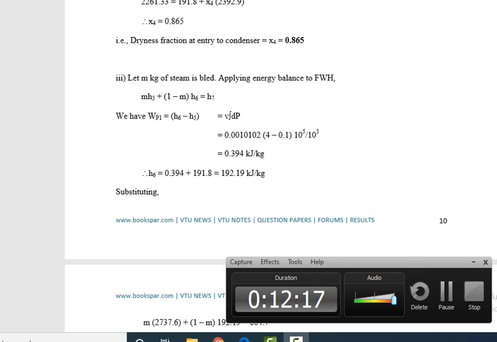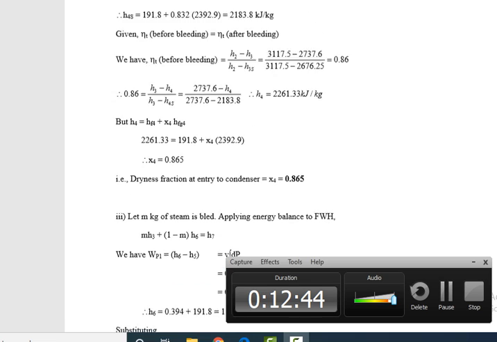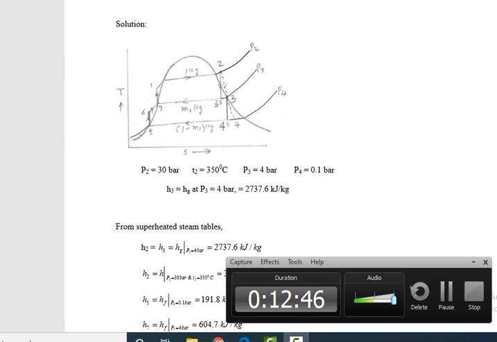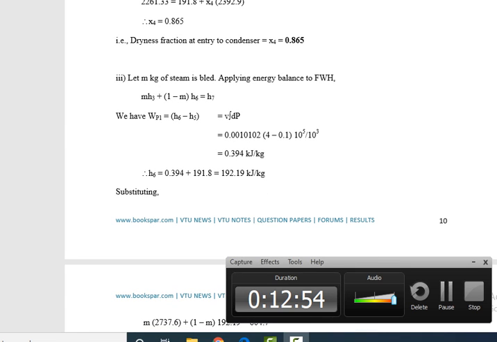To find out, let m kg of steam be bled. Apply the energy balance to the feed water heater. Whenever the numerical belongs to an open feed water heater or closed feed water heater, at that time you have to consider the steady flow energy equation, the balance equation. Therefore, in this case you have to consider m kg of steam bled. Then the equation is m into H3 plus (1 minus m) into H6 is equal to H3. This equation can be developed from this diagram. This is the area to be taken from the diagram, and then from the diagram we get the equation.